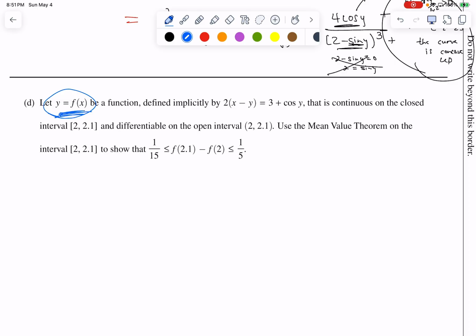All right. Let y equal f of x, defined implicitly. All right, back to that original equation. Now here's what it says. Let y equal f of x defined implicitly by 2 times x minus y equals 3 plus cosine x y, cosine y. This is a really good problem. We're done here after this problem.